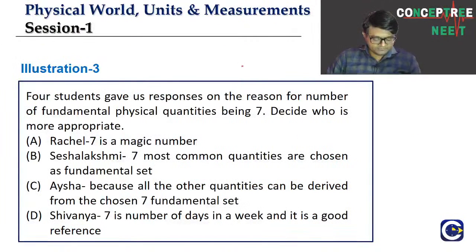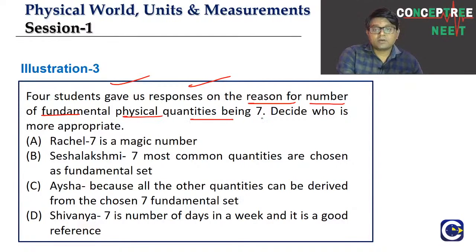Let's come to the question. We have question number 3. Look at this question, students. I want all of you to check it. Four students gave responses on the reason for the number of fundamental physical quantities being 7. Decide who is correct. So we have to go through all these 4 options.